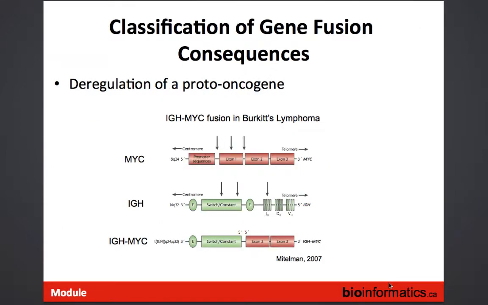There are two classes of gene fusions that we like to talk about, and one is a class of gene fusions where we deregulate a proto-oncogene by translocating a promoter of a highly expressed gene next to a gene that is a driver of cancer. So the example here is IGH being translocated next to MYC, which is a proto-oncogene, and the IGH promoter drives the expression of MYC. In this figure, we're just showing where the potential breakpoints can happen in MYC and IGH, and then at the bottom here we have the hybrid IGH-MYC gene.